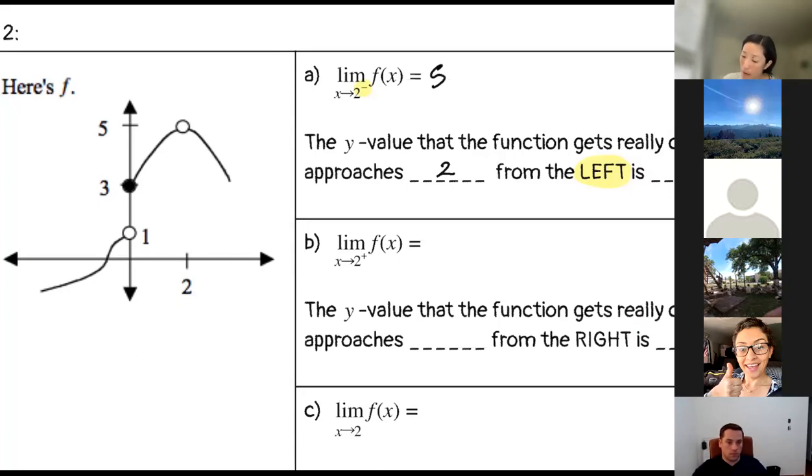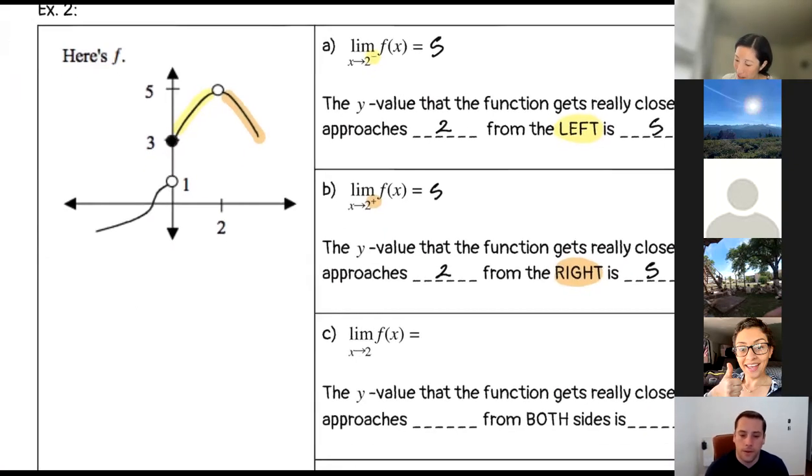When we come from the left, we can mark this on the diagram. We're coming this direction, and we see that we get to a y value of 5. What about when we come from the right-hand side with that little plus sign? That's what that's telling us. What y value are we getting close to? We go this way. Sure does look like we're getting to the same y value. Nice job. So getting close to 5, and we can say x approaching 2 from the right gives us a y value of 5.